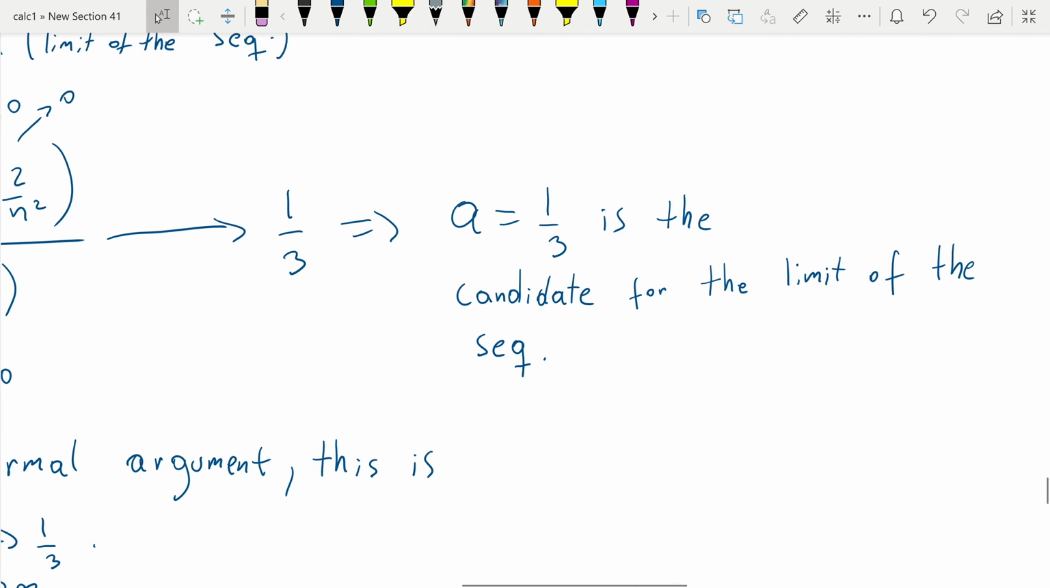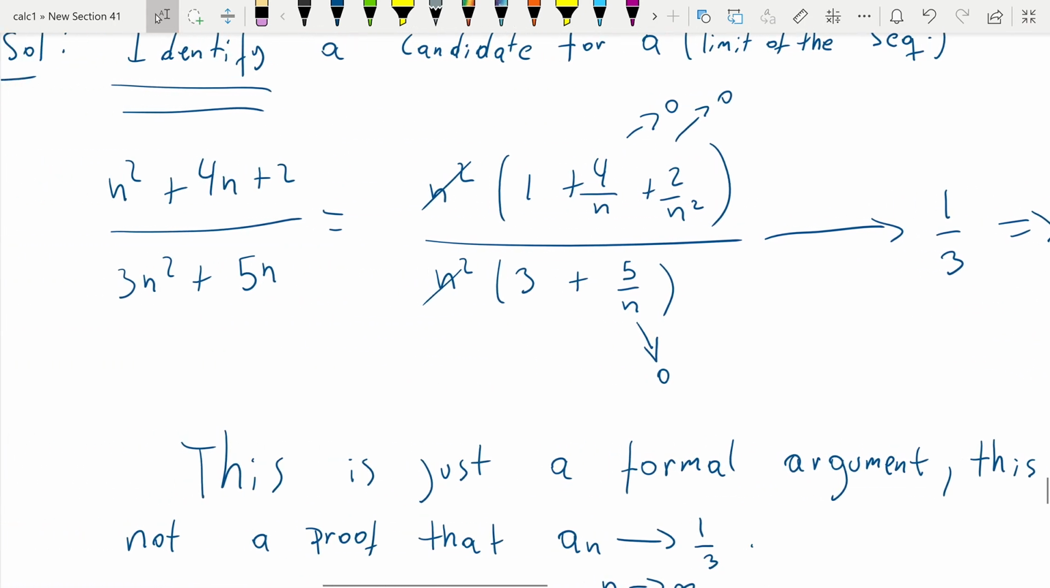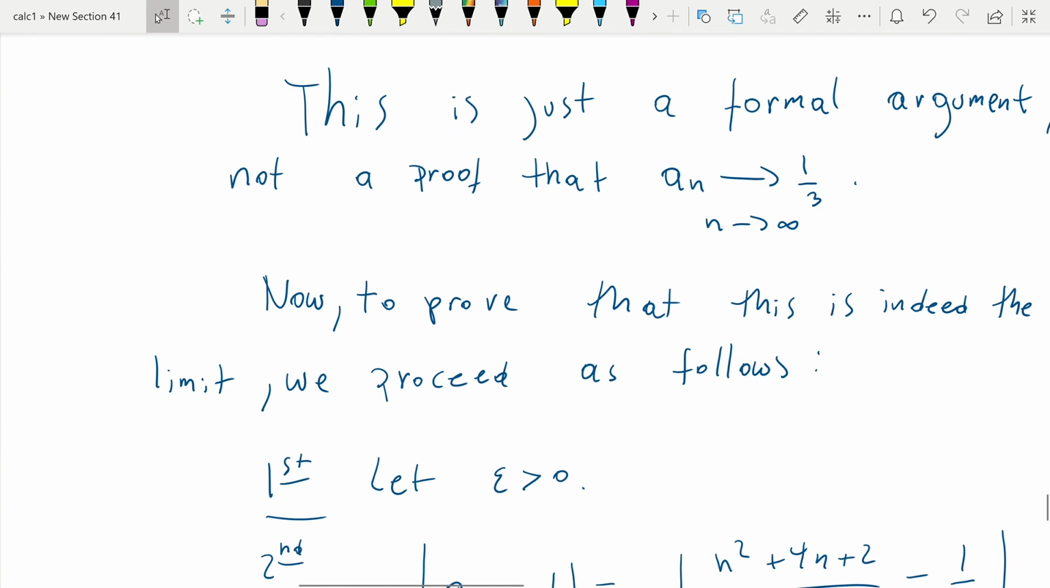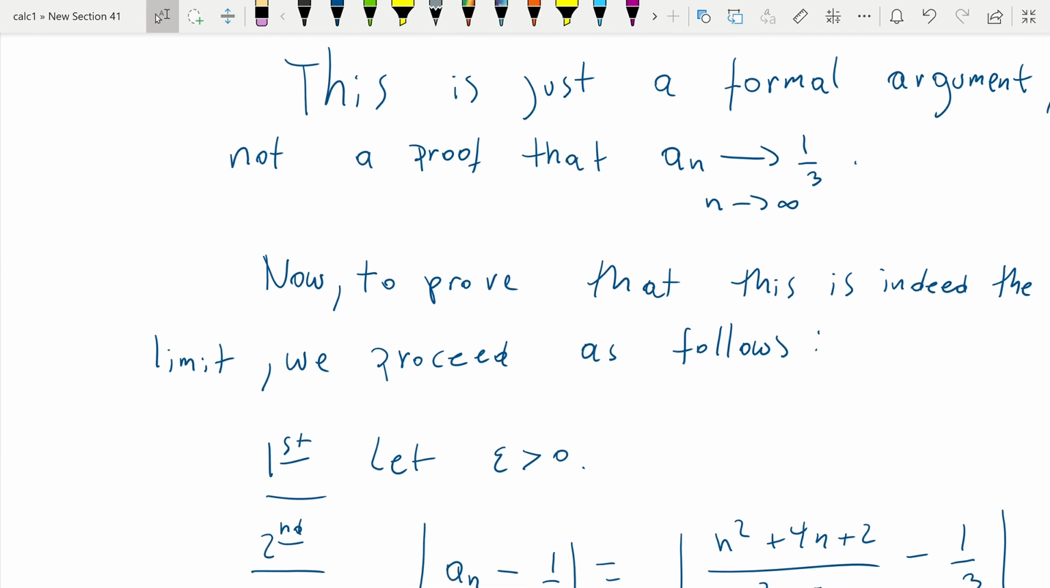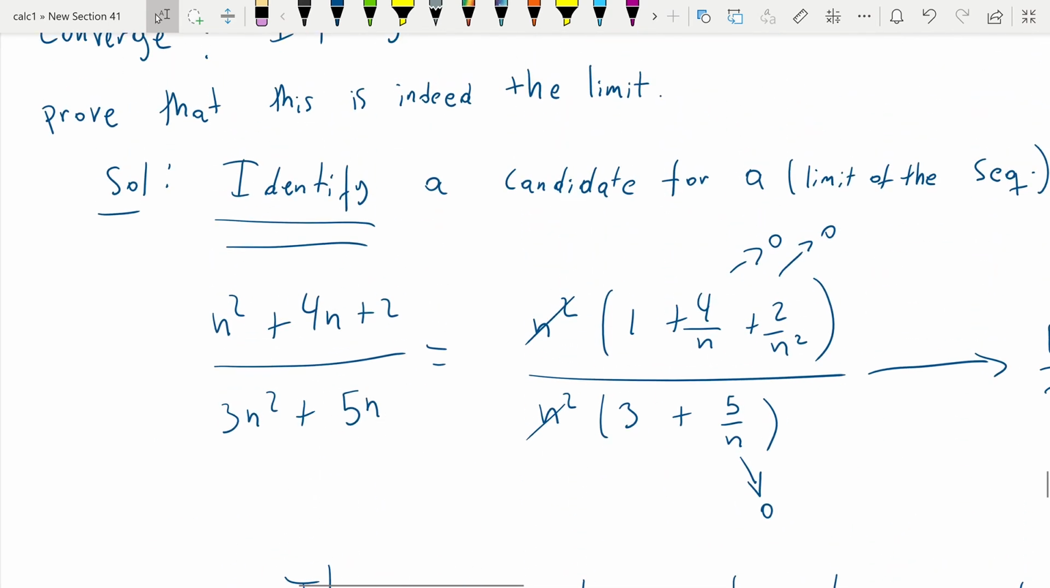Once you find the candidate for the limit, then you move on to the actual rigorous part. You want to show that 1/3 in this case is the limit. So you have all the parameters that are needed in order to show that something is the limit of a given sequence. You need to have a candidate, a number that you're aiming for, in this case 1/3, the limit of the sequence. You need to find that number first. It's not given to you. But again, at this stage, this is just a formal computation, nothing more.